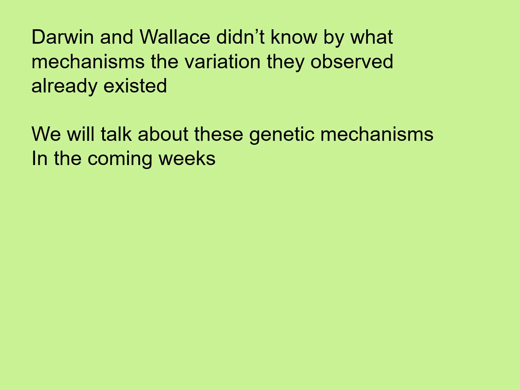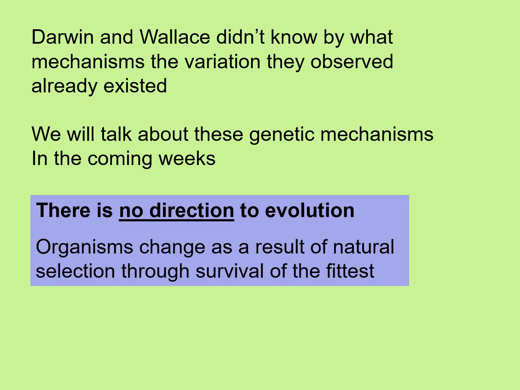Now, Darwin and Wallace didn't know by what mechanisms the variation they observed already existed, but we will talk about these genetic mechanisms in the coming weeks. However, there is no direction to evolution. Instead, organisms change as a result of natural selection through survival of the fittest.